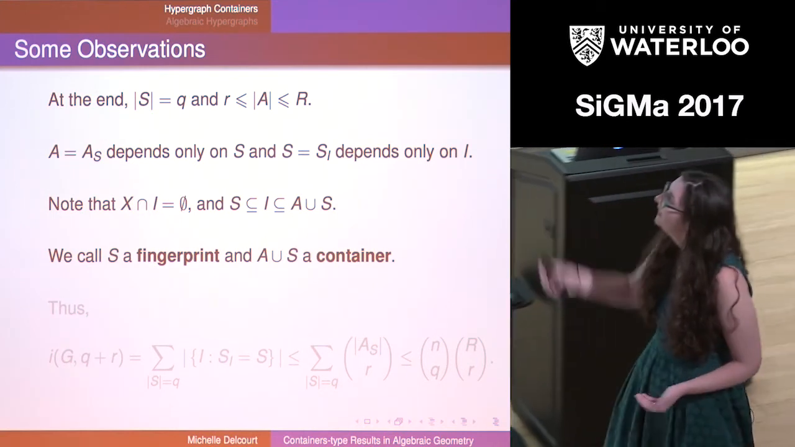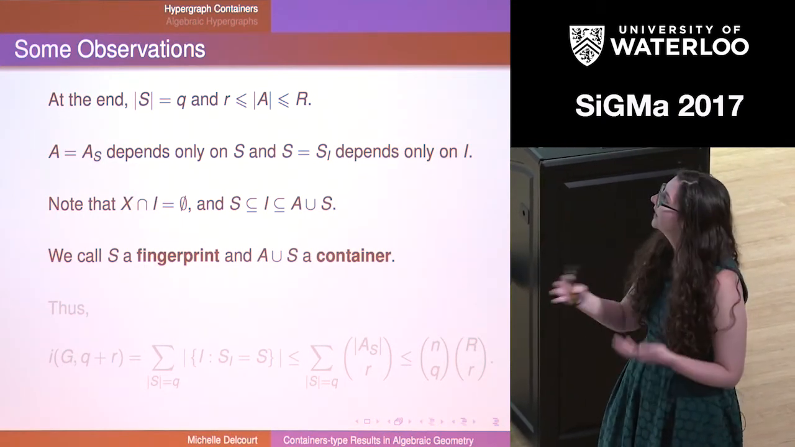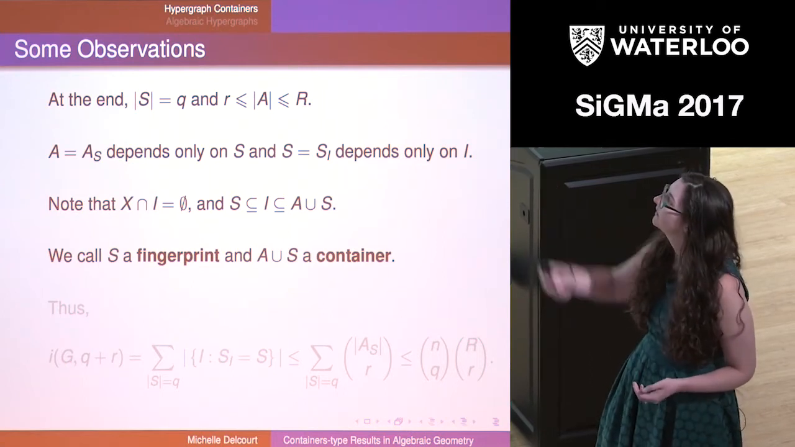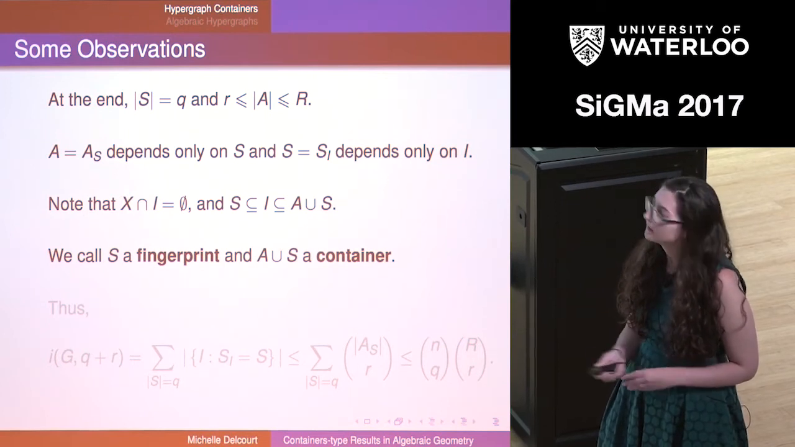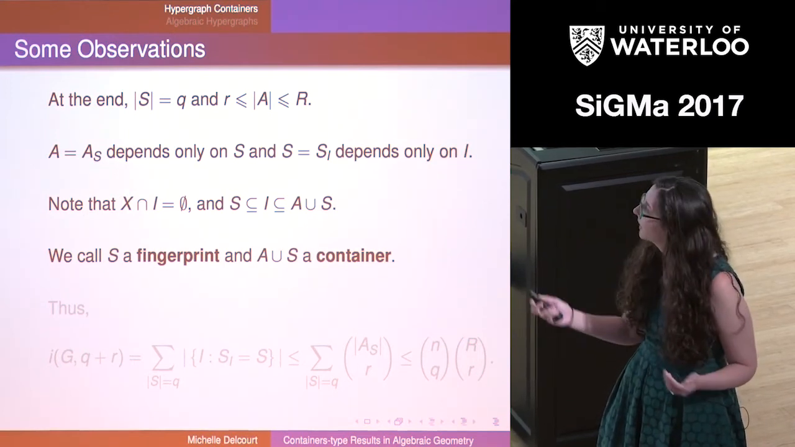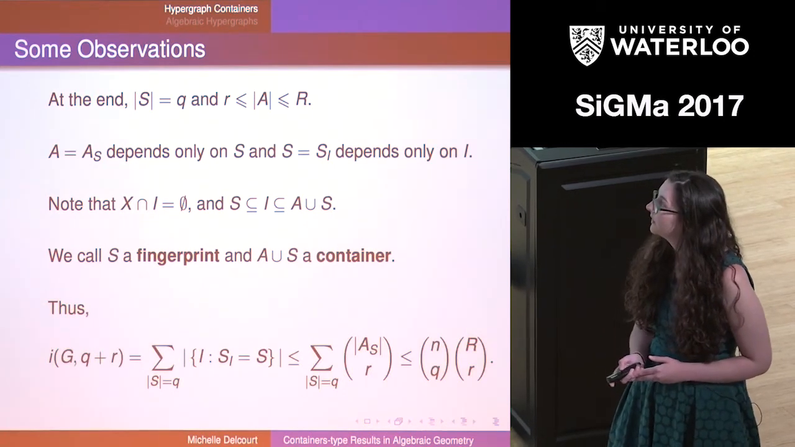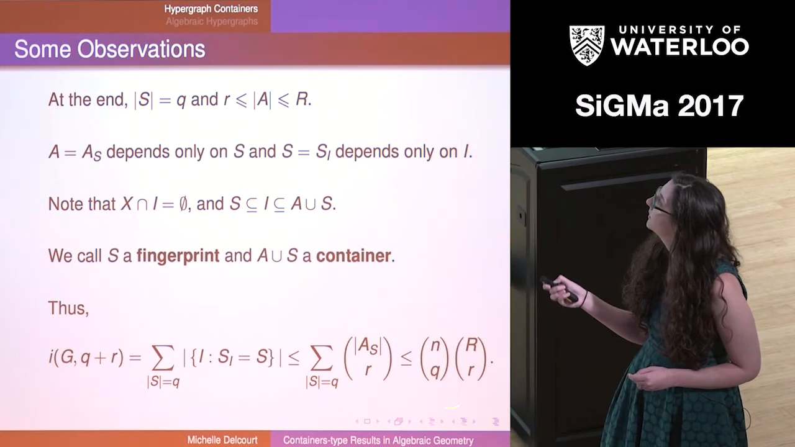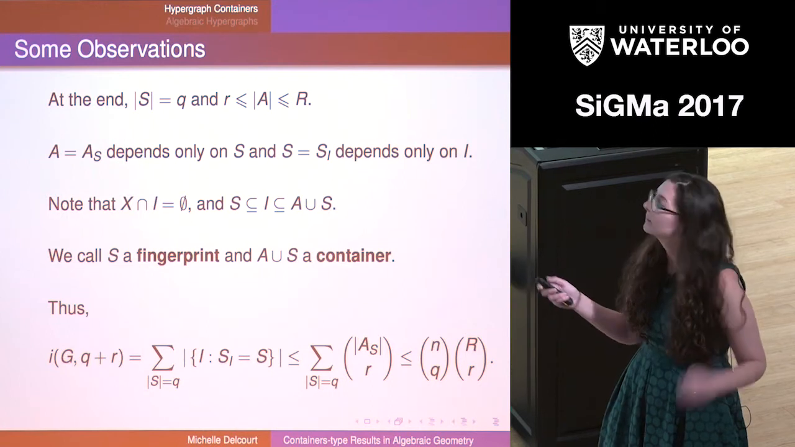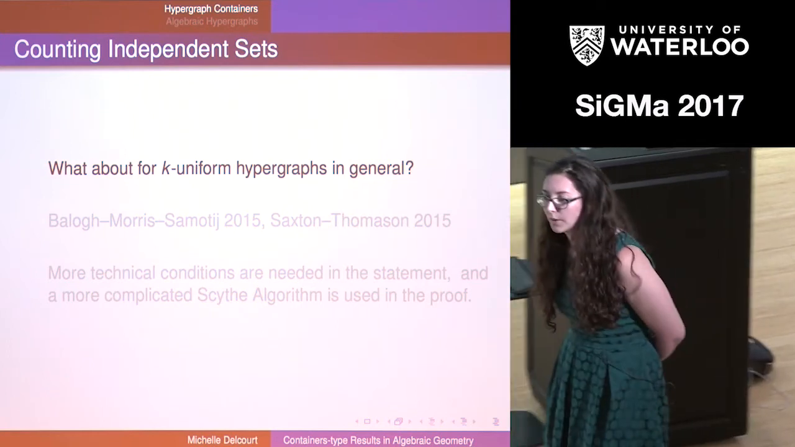So here what we're saying is if we can identify by this algorithm, this fingerprint, then we can track down where it lives, because we know it has to live in A union S, which is not going to be that much larger than the independent set itself, and it's going to be relatively sparse. So it has a lot of nice properties. So we end up bounding the number of independent sets of size exactly Q plus R by the number of possible fingerprints and the number of possible ways to extend it to a full independent set of size Q plus R.